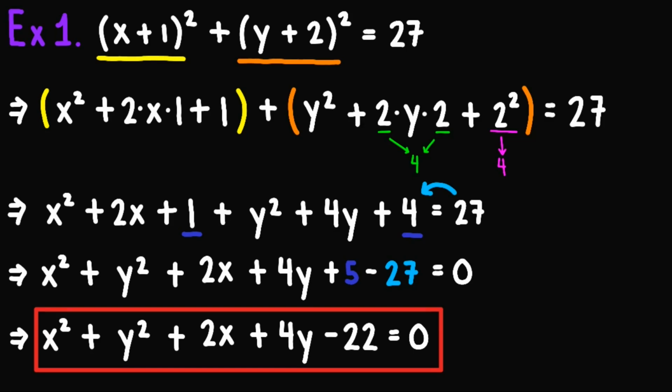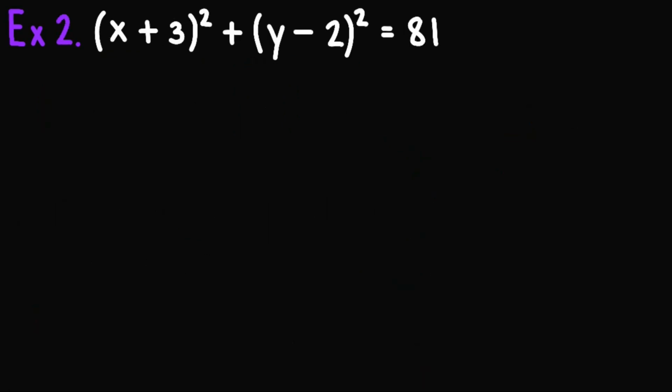So I hope you got that one correctly. Let's now move to the second example. We have here quantity x plus 3 squared plus quantity y minus 2 squared equals 81. Again, feel free to pause the video so that you may try this one first on your own.